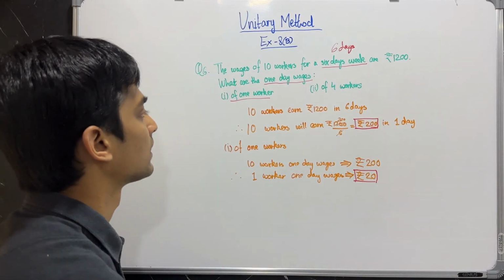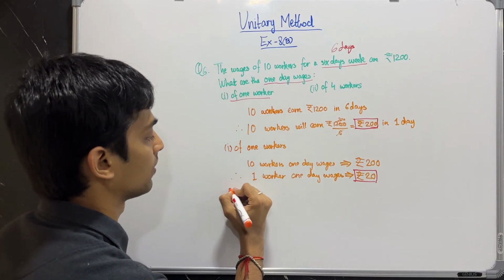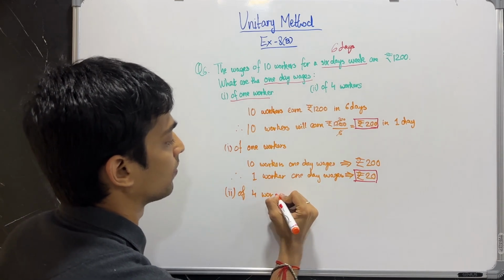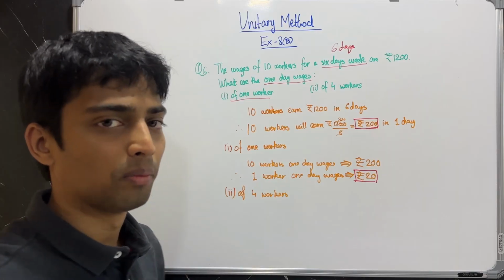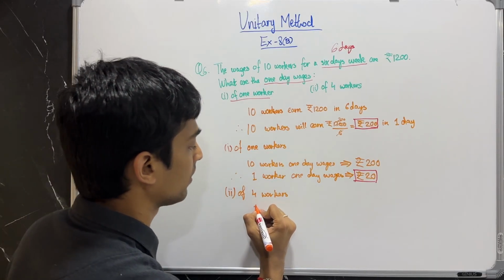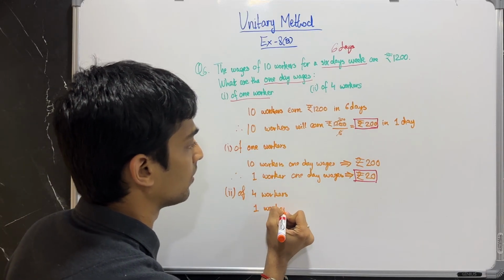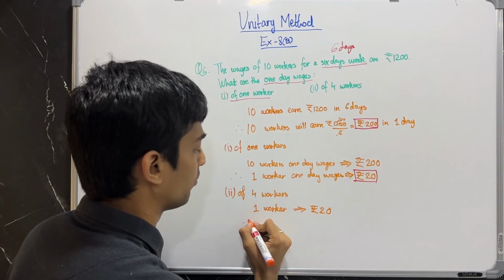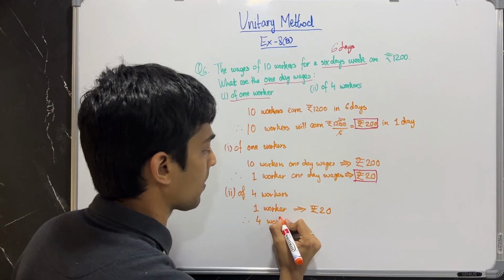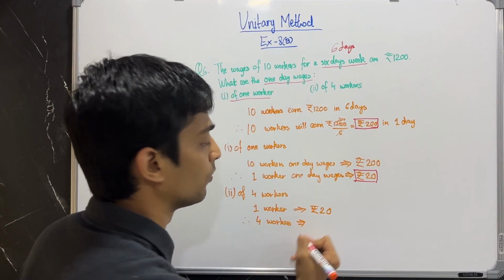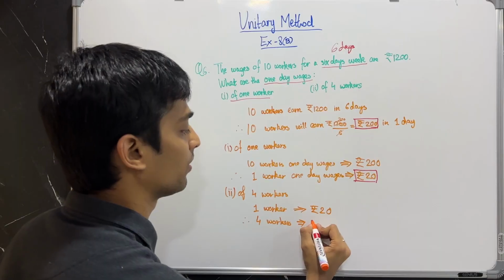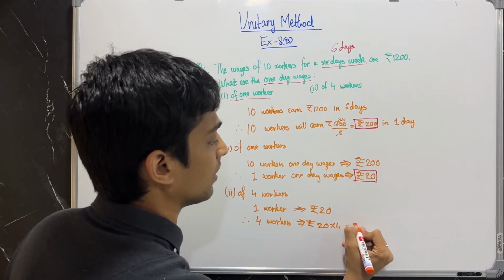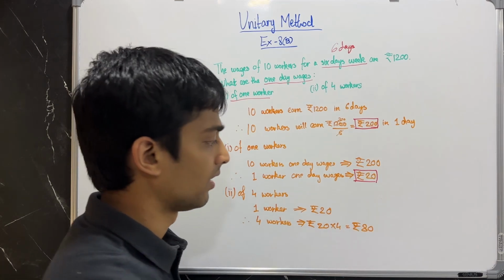Now, second question, of 4 workers. Now, for 4 workers, if one worker is earning 20 rupees, therefore 4 workers will be 20 multiplied by 4, which is 80 rupees. Right?